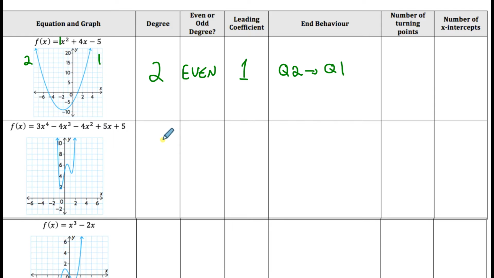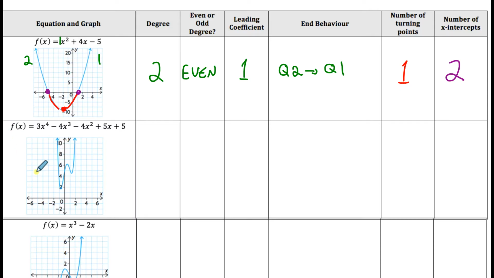How many turning points does this function have? It looks like it only has 1 turning point right there. Before that point, the function is decreasing. After, the function is increasing. So that's a turning point. So it has one turning point. And how many x-intercepts does this function have? It crosses the x-axis here and here. It has two x-intercepts.